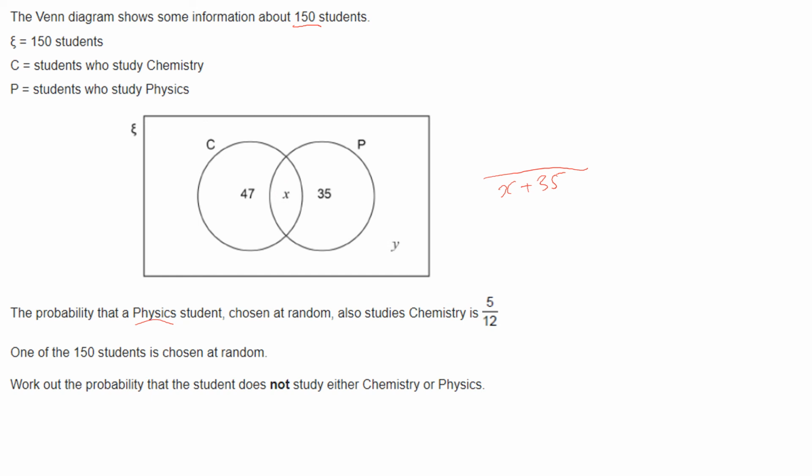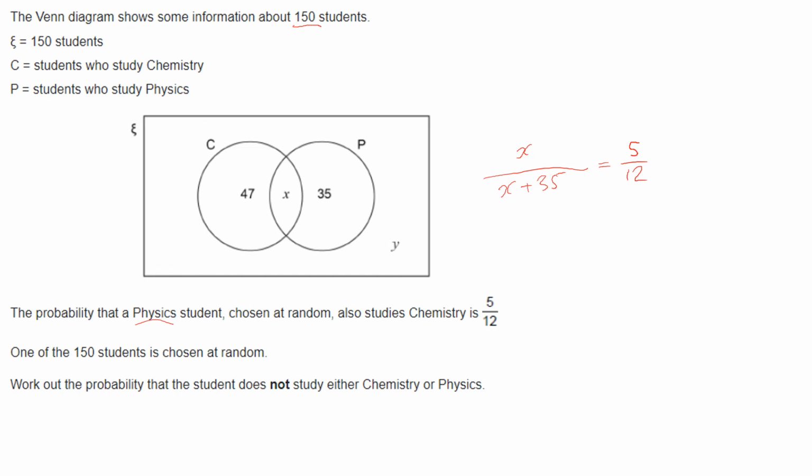How many students are there that study physics and chemistry? Well, there's just these x of them here. So another way that we could write this physics student also studies chemistry is 5 out of 12 is x out of x plus 35. Now, because those are the same thing, we can set them equal to each other. We end up with this interesting looking equation. Now, because it's maths, we're probably going to have to try and find that x. Let's try and work on that.